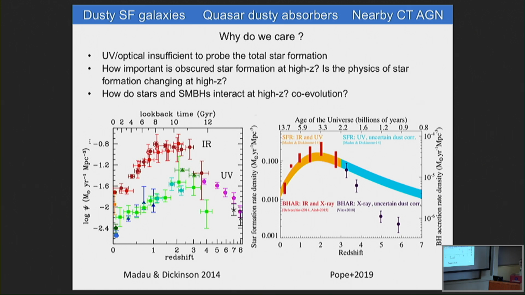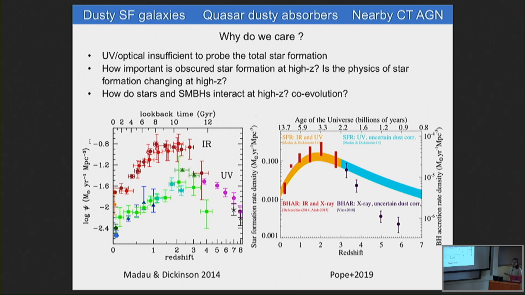On the right, this also shows the black hole accretion rate density. The star formation rate density and the black hole accretion rate density appear to trace each other in this range, but beyond redshift of 3, this is the current constraint on the black hole accretion rate. The evolution is much steeper than the star formation rate density. But current X-ray surveys are missing obscured AGN, and infrared observations are also highly incomplete. So we can't really tell the story here.